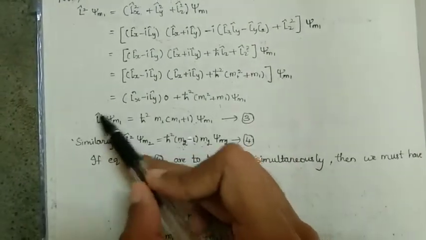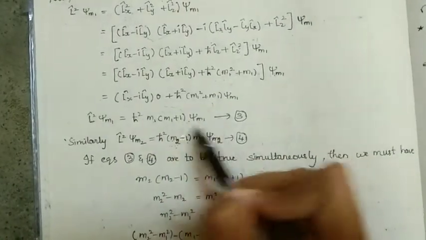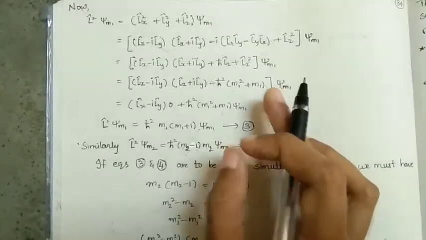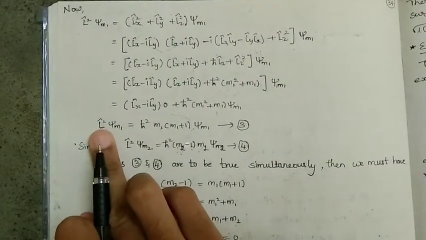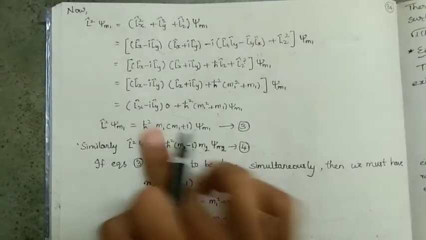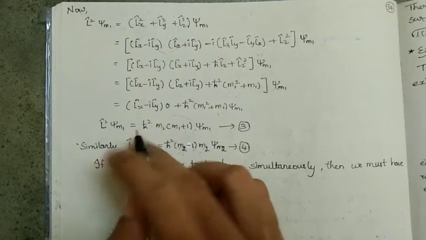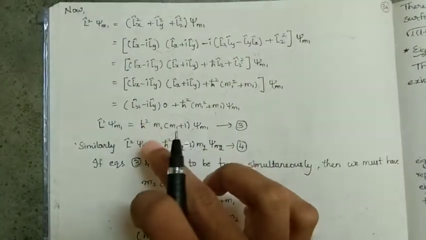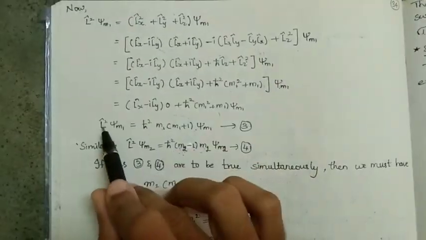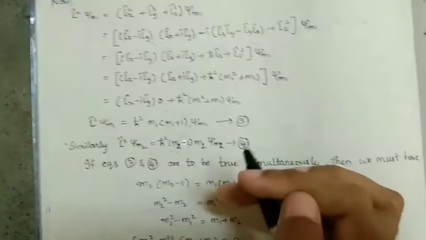That is, if L square operates on the wave function, it would give its own eigenvalue multiplied with that wave function. So the eigenvalue is the same, because even though the m values are different, the L value is the same. So it should give the same eigenvalue whether it operates on psi m1 or psi m2. Whether it operates on m equals 2, or m equals minus 2, or m equals 0, 1, minus 1 values, it should give us the same eigenvalue, because it has the same L value.